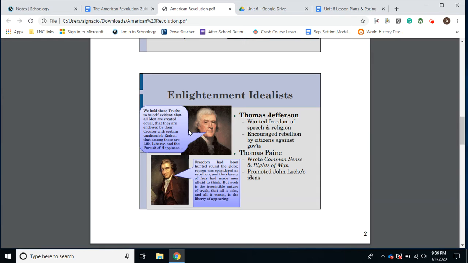And also Thomas Paine. We didn't talk about Thomas Paine, but Thomas Paine actually supports John Locke's ideas, and we did talk about John Locke. So John Locke, if you remember, talks about how every man has the right to life, liberty, and property. All men are created equal in rights.